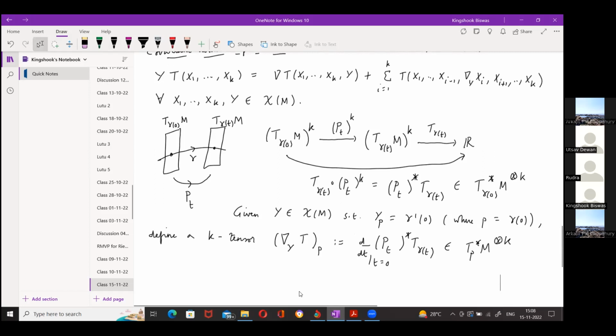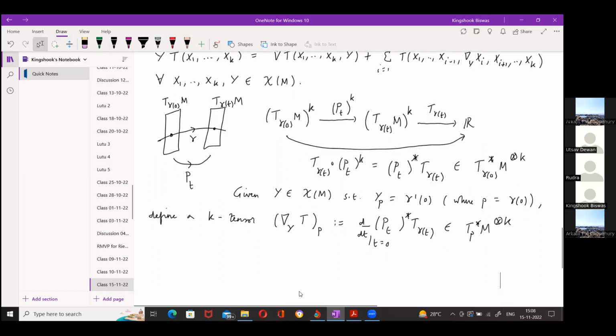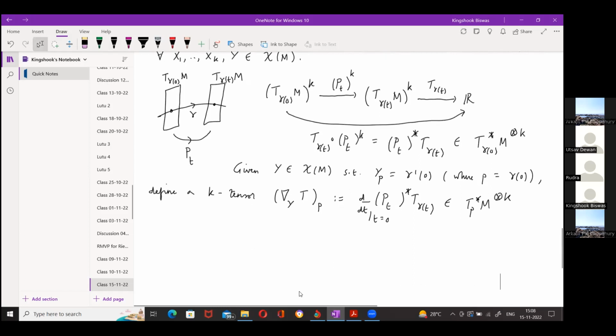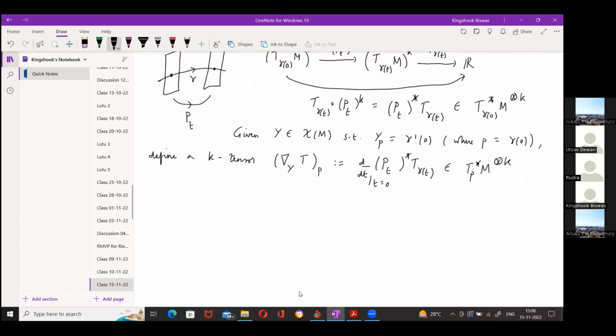Right. These are defined on the same vector space. So therefore, I can differentiate these k tensors, because they're k tensors on the same vector space. Those are elements of a fixed tensor power of a fixed vector space. So therefore, I can differentiate them. Yes, it makes sense to differentiate now. And I define this to be nabla Y of T. So this is again a k tensor.